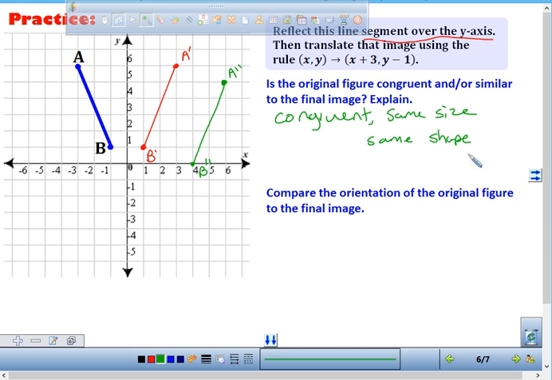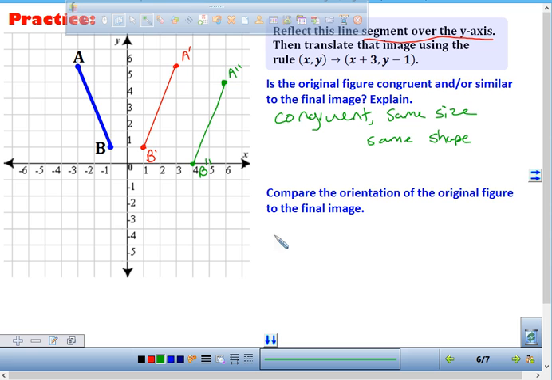I like this second one. It says compare the orientation of the original to the final image. What is orientation? I've asked you many times about orientation. Orientation means what? Evan? Okay, the direction that it's facing. Good. Is the direction that it's facing change or stay the same? It changed. What caused it to change? Anybody know? The reflection. Does the translation cause it to change? No, it was the reflection.